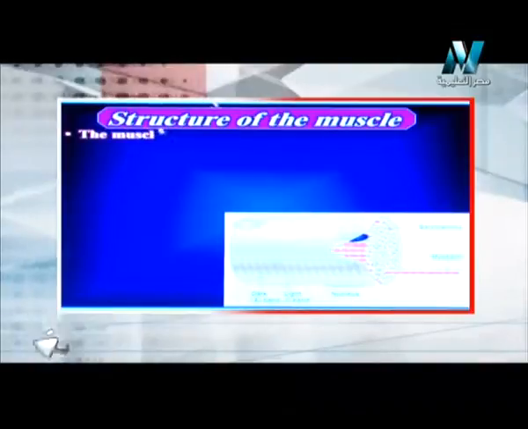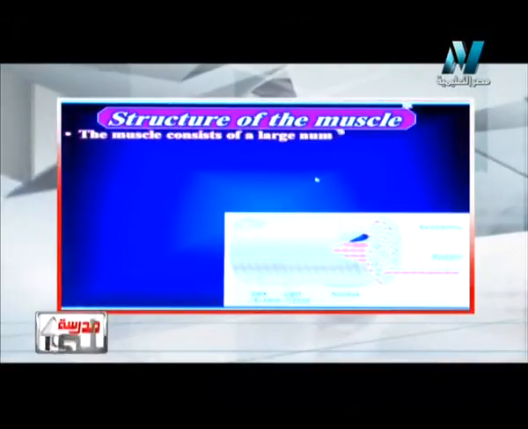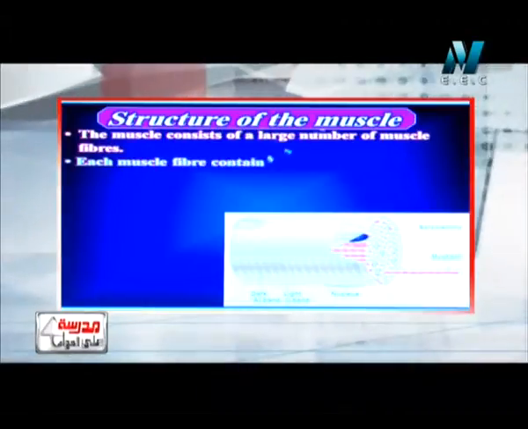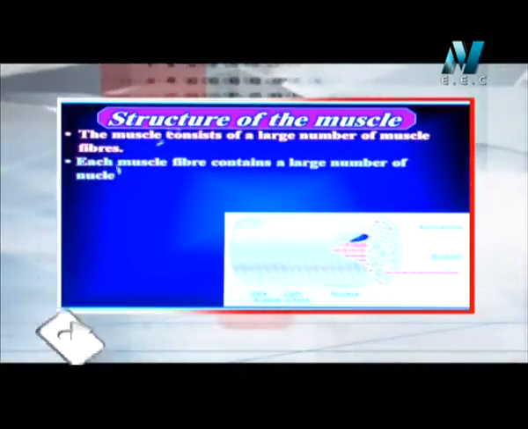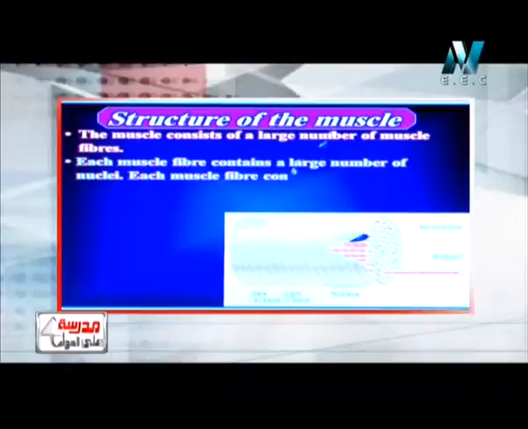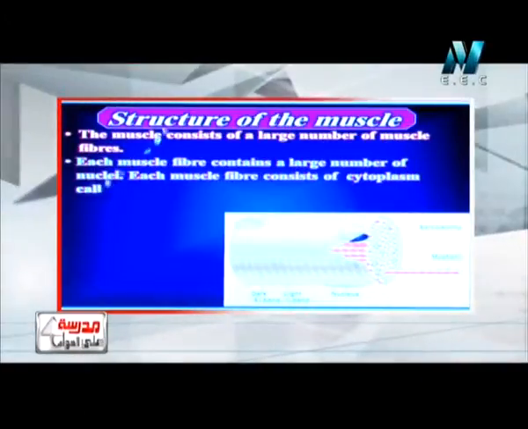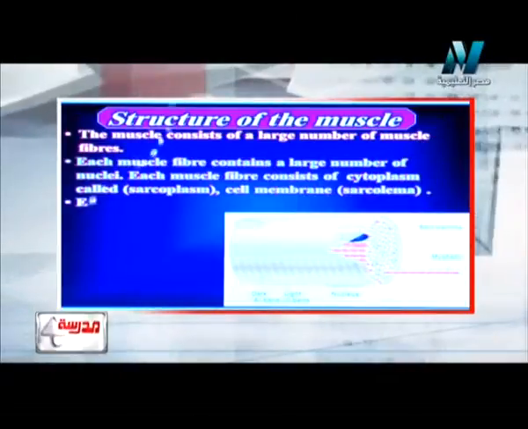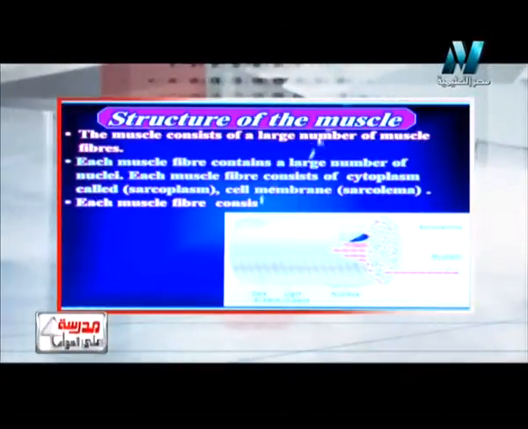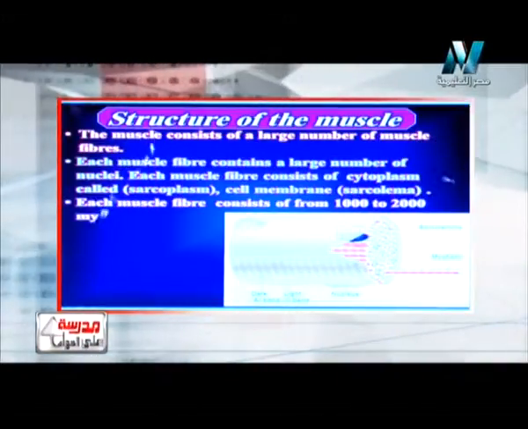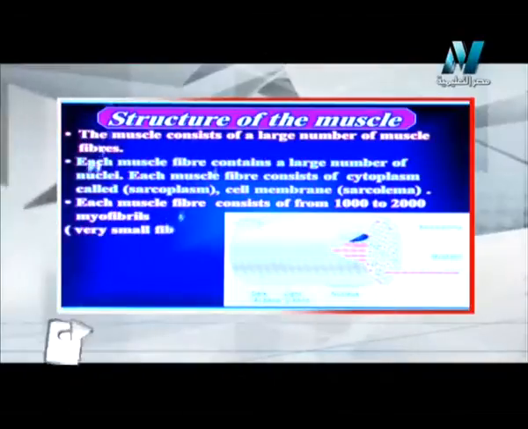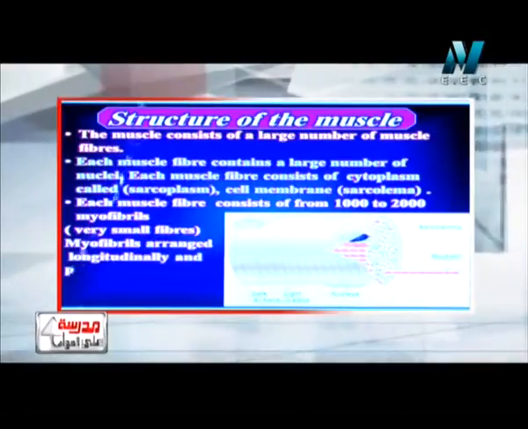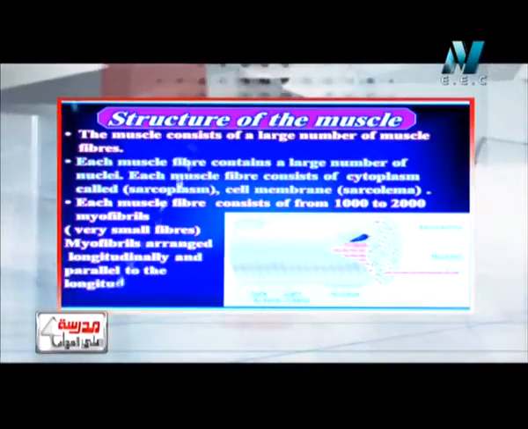What about the structure of the muscle? The muscle consists of a large number of muscle fibers. Each muscle fiber contains a large number of nuclei. Each muscle fiber consists of cytoplasm called sarcoplasm and a cell membrane called the sarcolemma. So the membrane of the muscle fiber is called the sarcolemma, but the cytoplasm of the muscle fiber is the sarcoplasm.